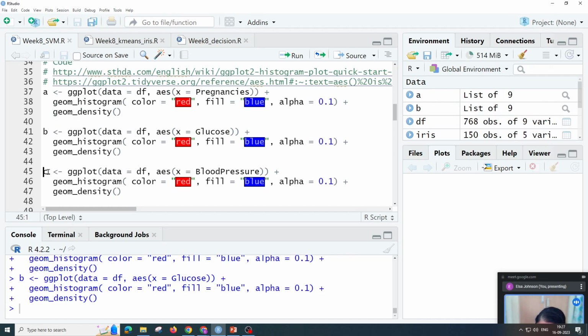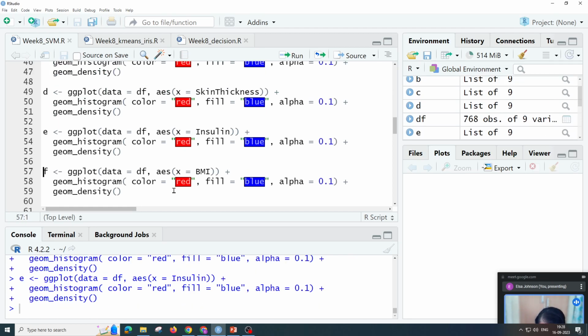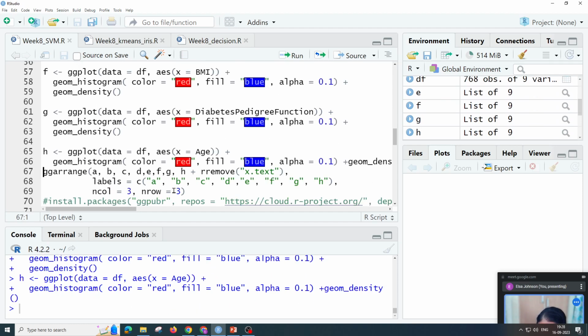Okay, so C, same things are given, E, F, G, H. So 8 columns are there. The 9th column is like the outcome, whether a patient is diabetic or not. So that is not taken.